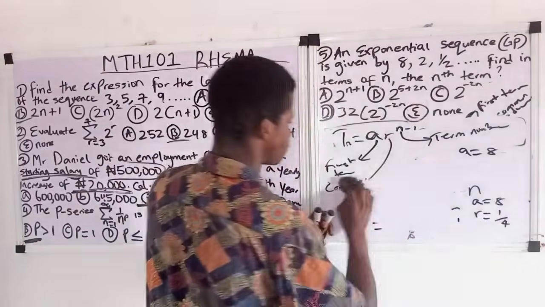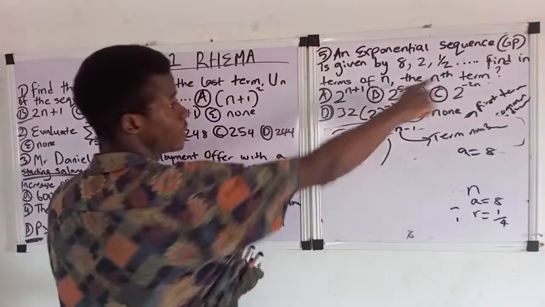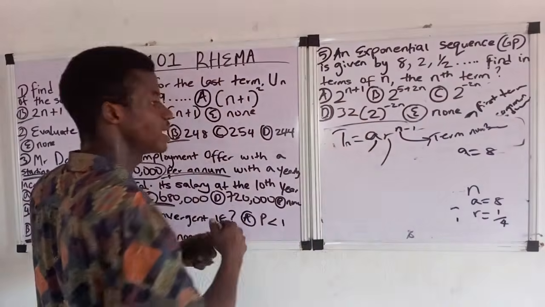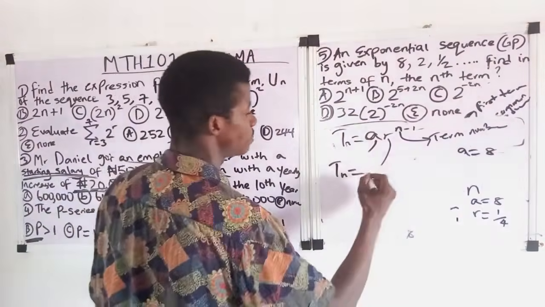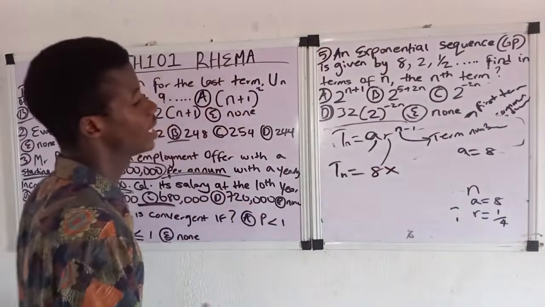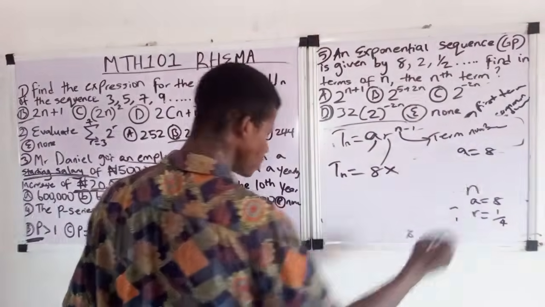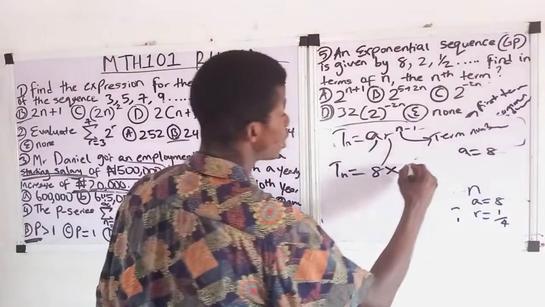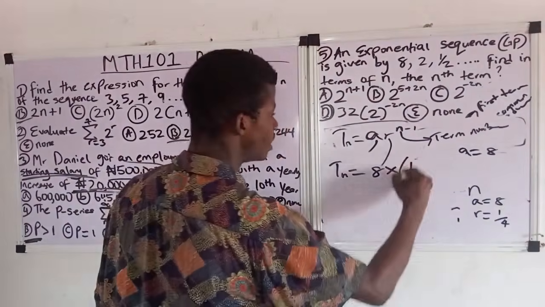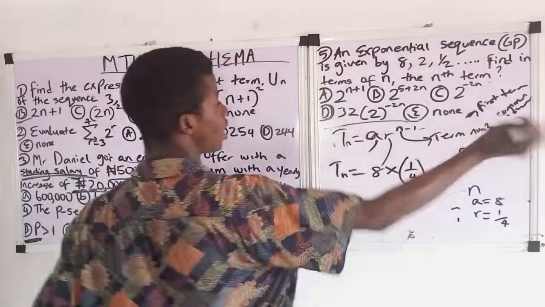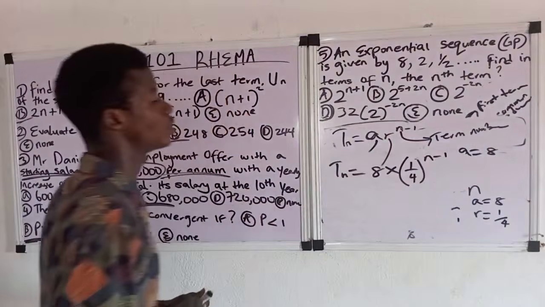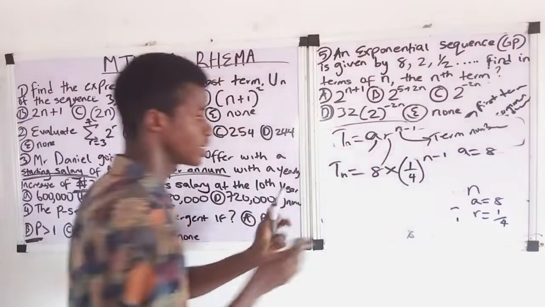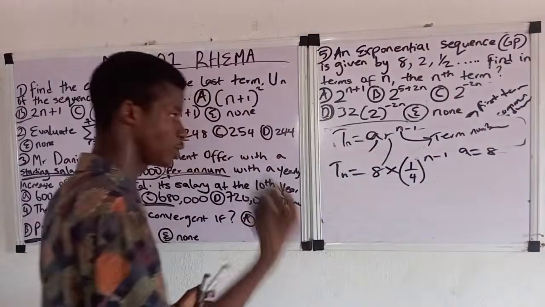So it's very easy. We are looking for the nth term. So the nth term is equal to what? The first term is 8, right? Then times, now the common ratio is 1 over 4, right? Then bracket open, bracket close, raised to power n, right? We don't know n. Then minus 1, okay? Yes. Now let's simplify this a little bit.